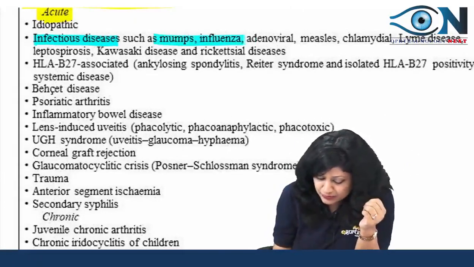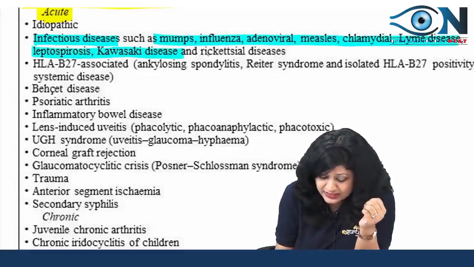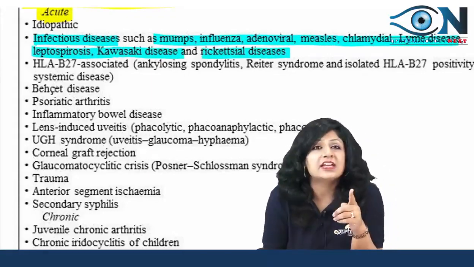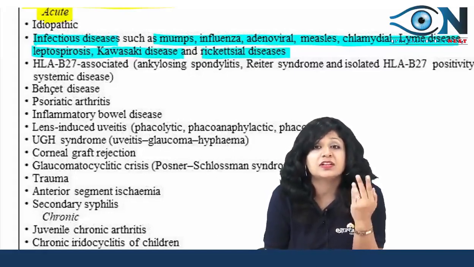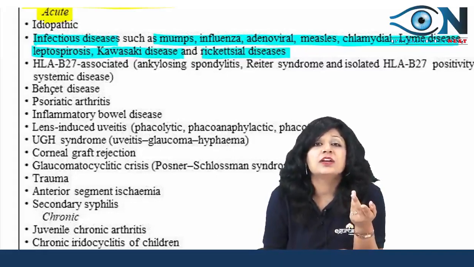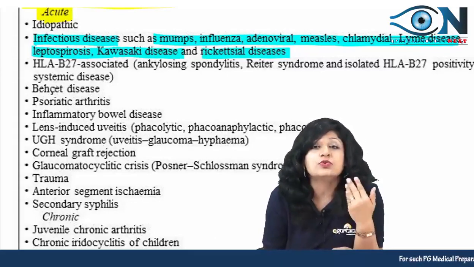So we have mumps, influenza, adenoviral, chlamydia, Lyme's, leptospirosis, Kawasaki disease, rickettsial diseases. Now Kawasaki I think is a very important one that you already read in the pediatrics, in the pathology. Then rickettsial diseases you read in the PSM, mumps and all you read in the pediatrics. So all these things try to correlate there.